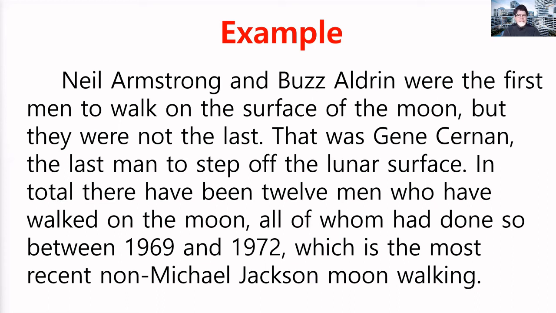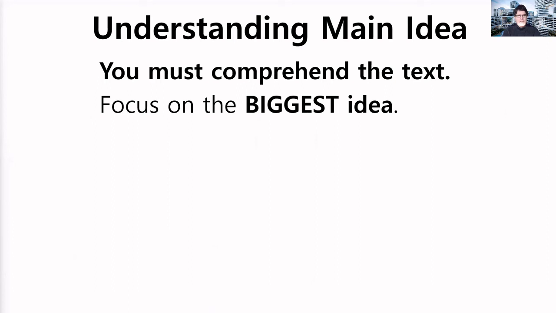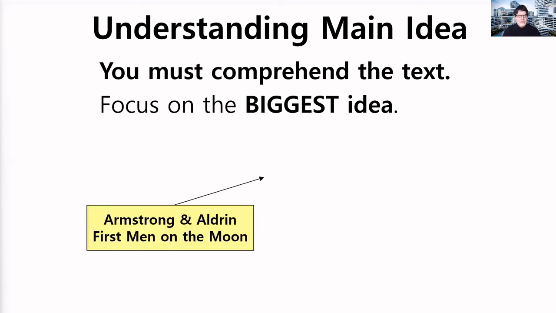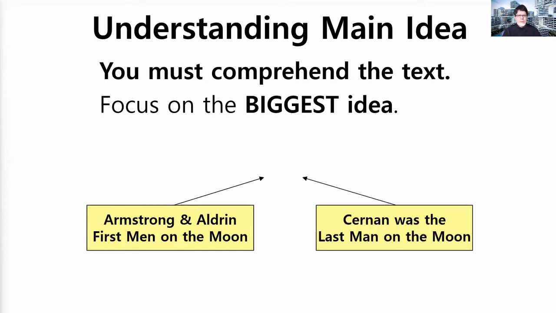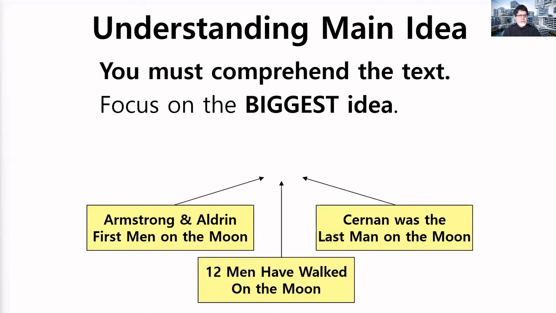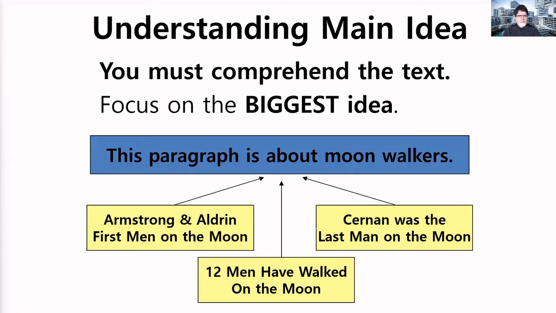All right, so let's look at this. Understanding the main idea. You must comprehend, you must understand the text. Focus on the biggest idea. Right. Armstrong and Aldrin, first men on the moon. Cernan was the last man on the moon. 12 men have walked on the moon. Right? This paragraph is about moonwalkers, or people who have walked on the moon.